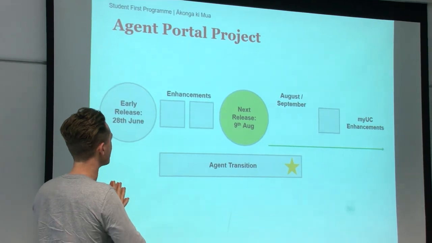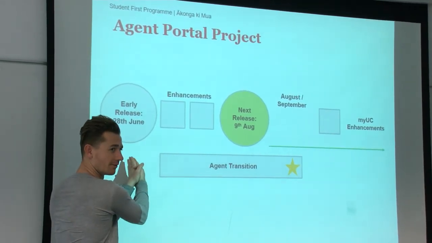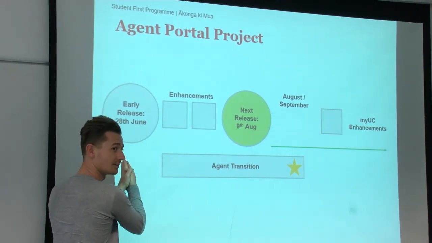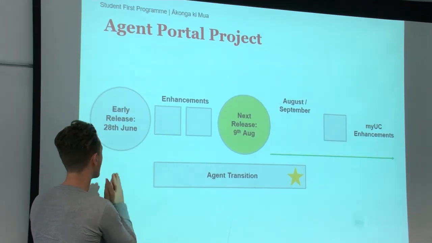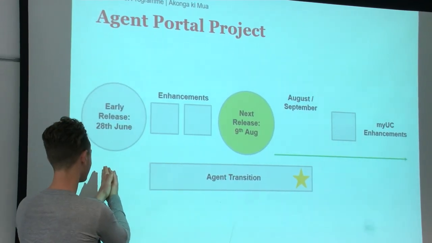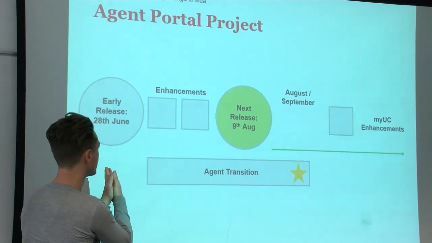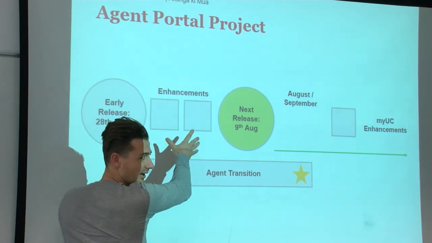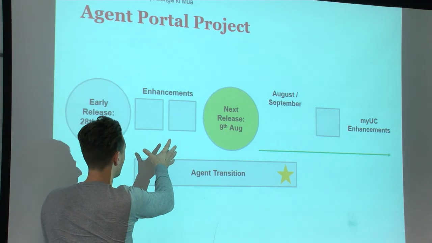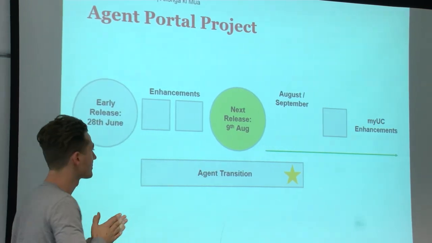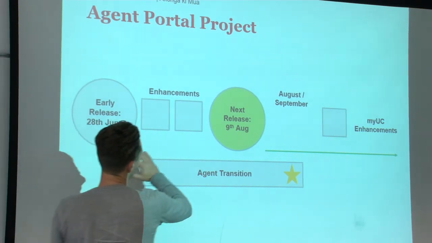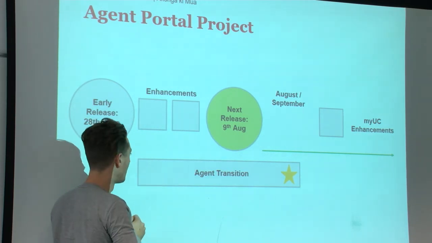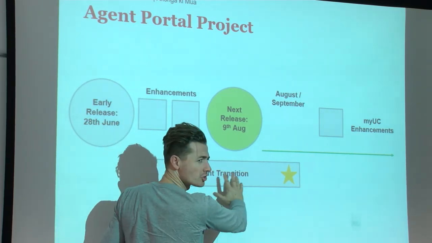The key things to note here is that we have a portal light that agents are able to access, but we're taking it slowly at this point because this early release is at a pre-production level in terms of usability. We have enhancements scheduled to go in which are improving fundamental usability around the application form for agents. Those things are tracking through over the course of this month, targeting a 9th of August release. We have an agent transition slowly happening.